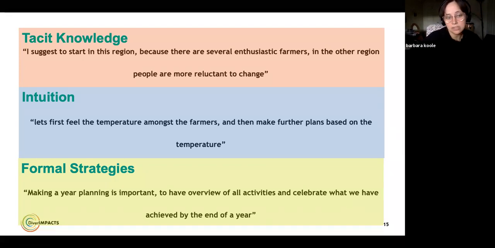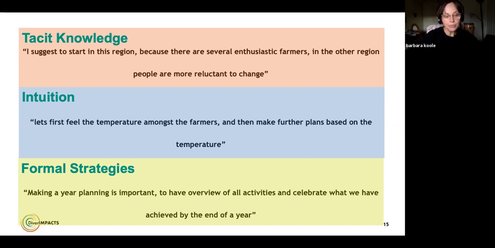The second one is more intuition. And I think this is the most difficult one to actually influence and to learn. However, it's very crucial in fostering trust. So how do you actually do that? Feeling the temperature amongst farmers. I think it's something that a very good project leader is very good at doing. However, how do you do that?